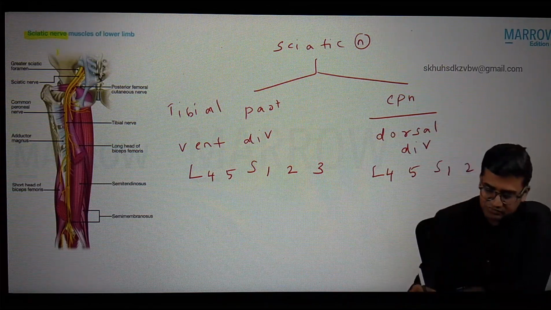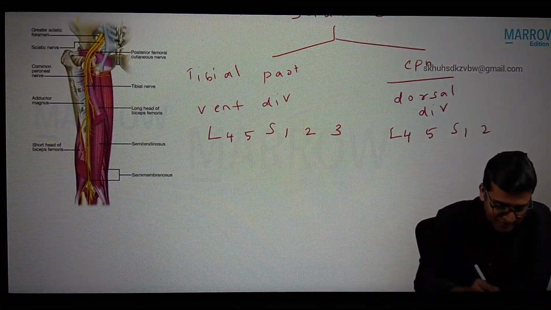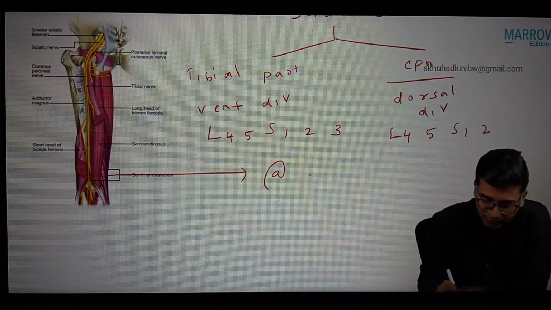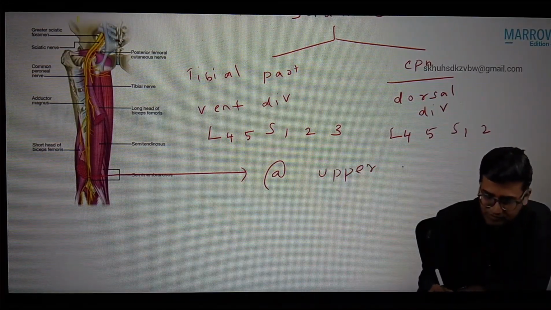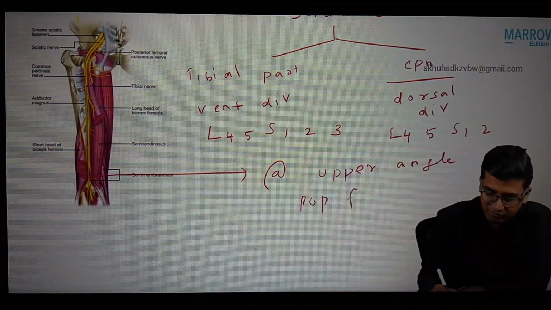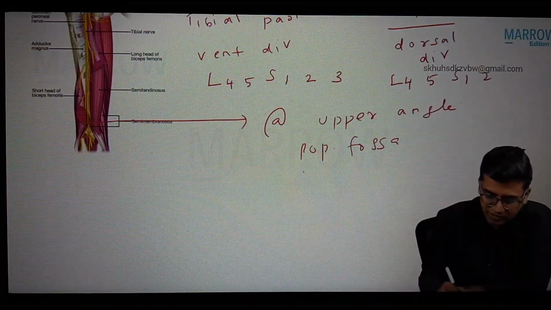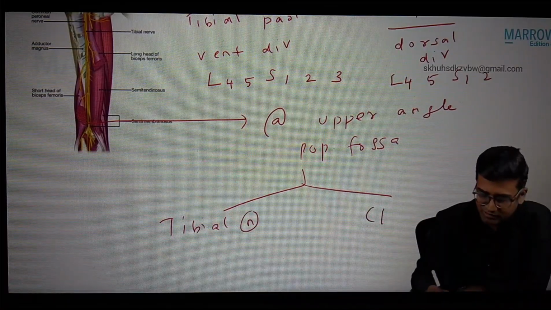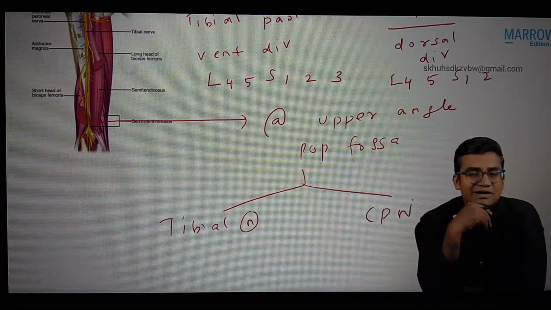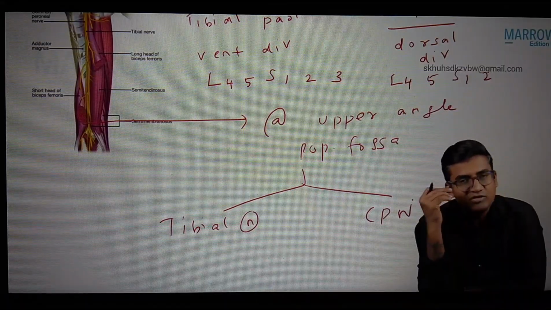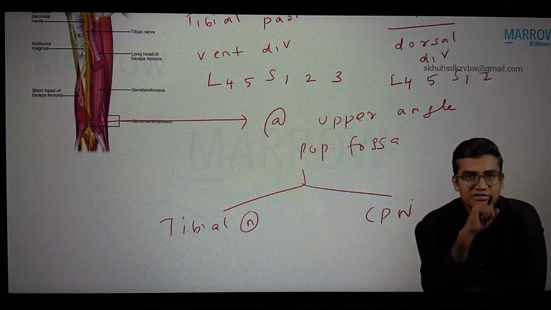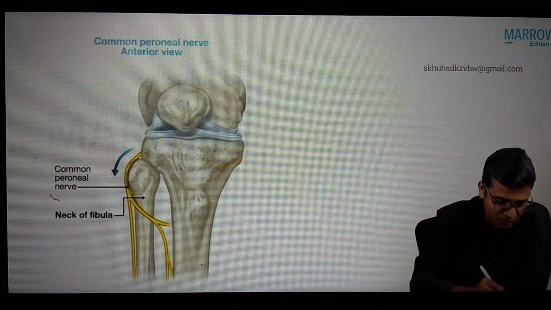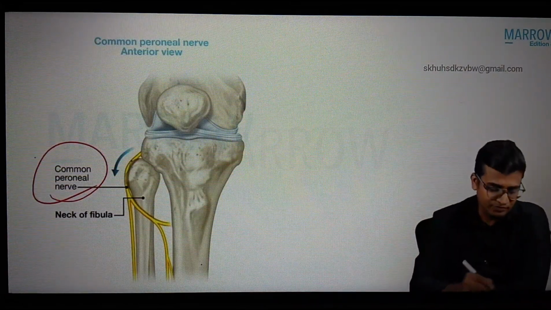Now the sciatic nerve divides at the upper angle of the popliteal fossa into the tibial nerve and the common peroneal nerve. So the tibial nerve and the common peroneal nerve are the branches of the sciatic nerve arising at the level of the upper angle of the popliteal fossa. Clear? Right. Now this common peroneal nerve winds around the neck of the fibula.